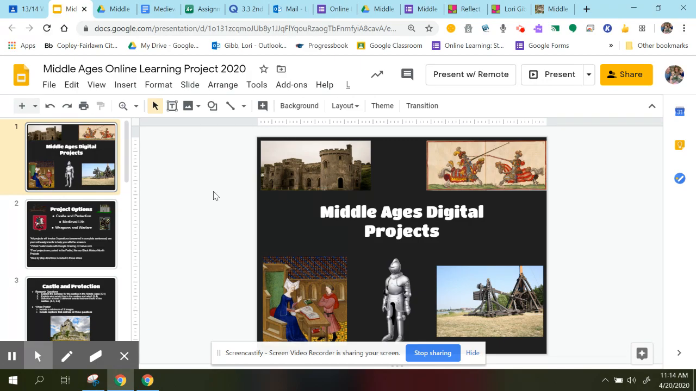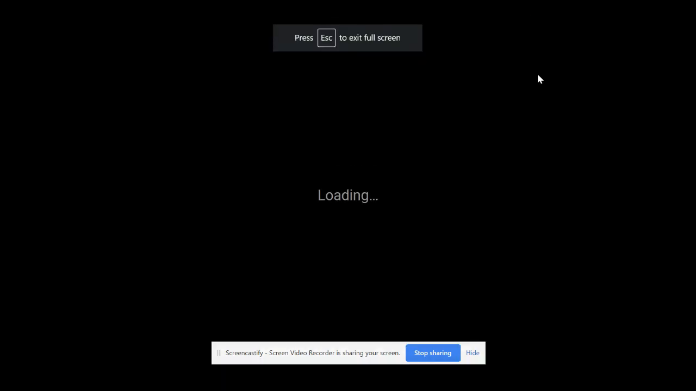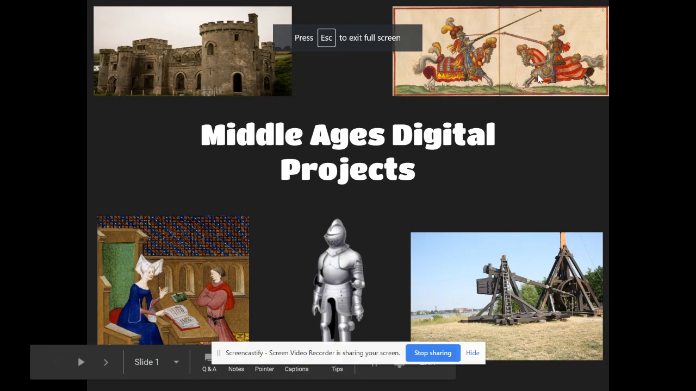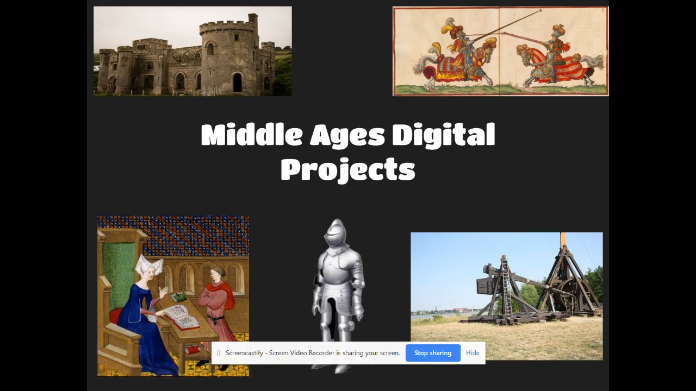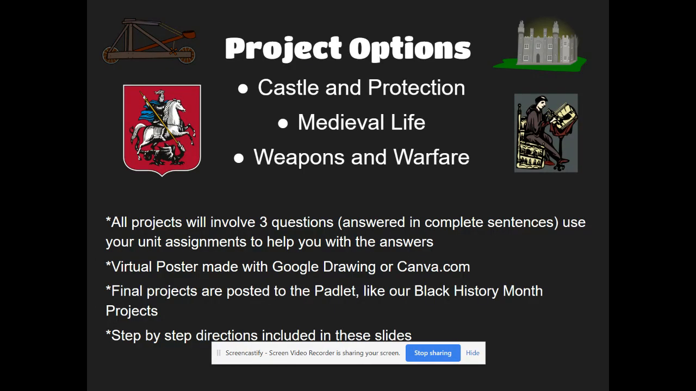So since we can't do our big fair and we can't do our creations in our groups, we're going to do it digitally and we're going to do it individually. There are choices. I always like to give you choices with projects so you're not stuck doing something you really aren't interested in. The first step is you have to pick a project.